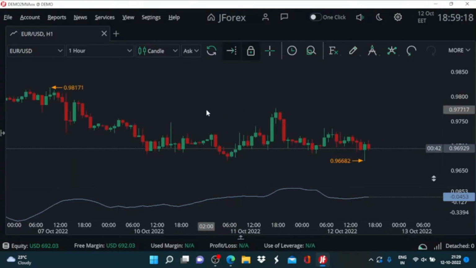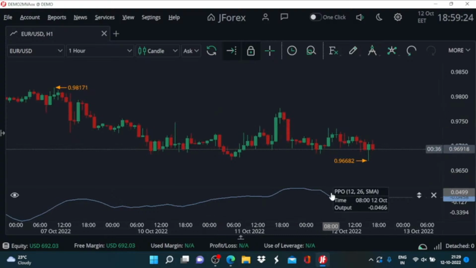There is the Euro USD chart drawn on the hourly candle grid, and I have also plotted the percentage price oscillator indicator for this Euro USD, with the calculation setup as per the default. I have not made any changes to its default parameters.